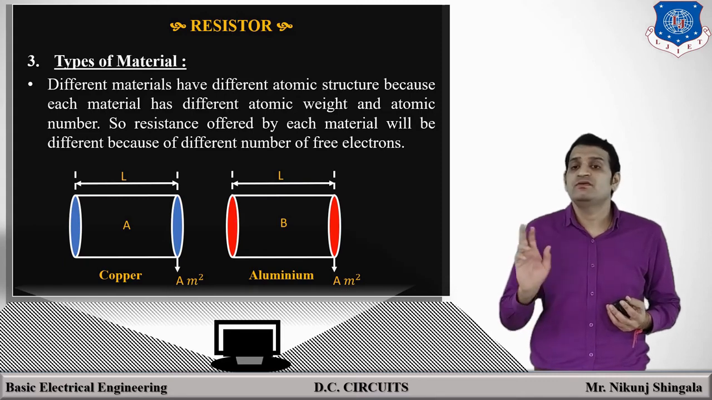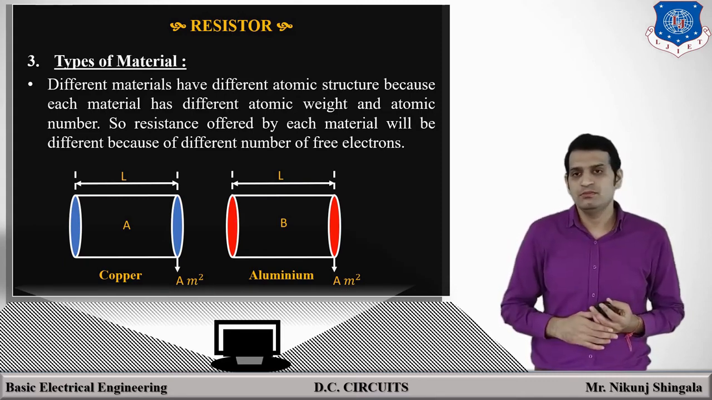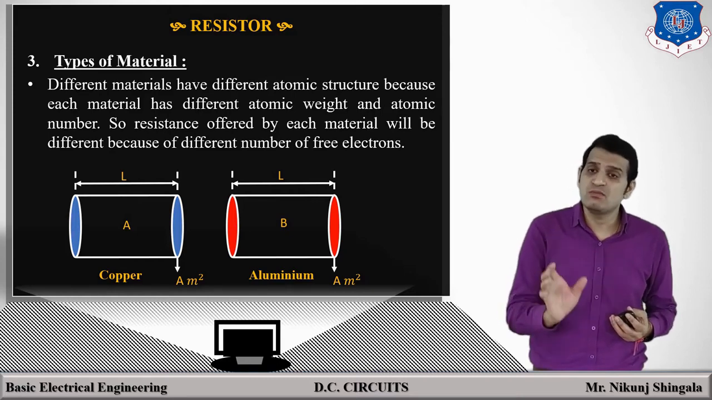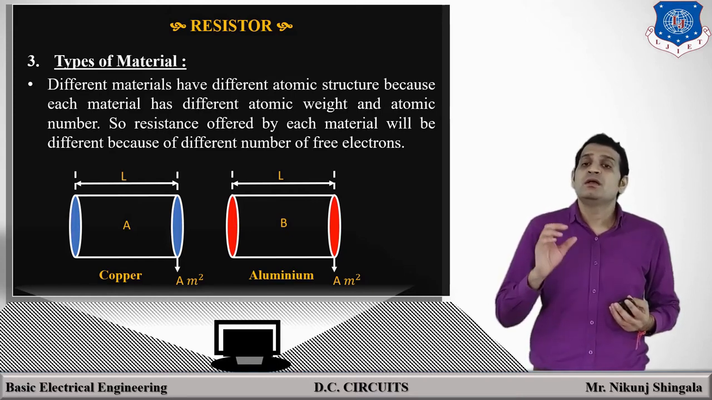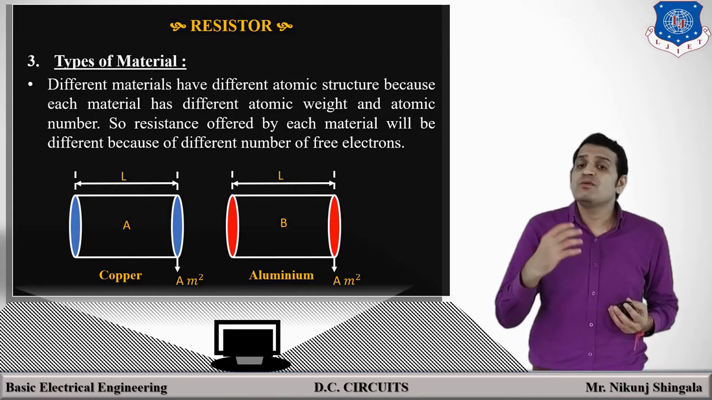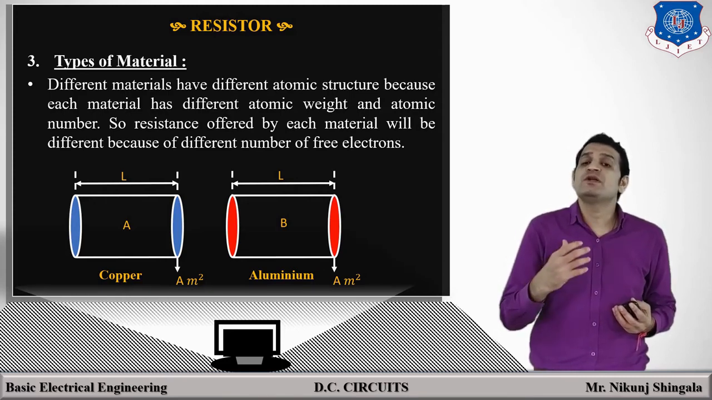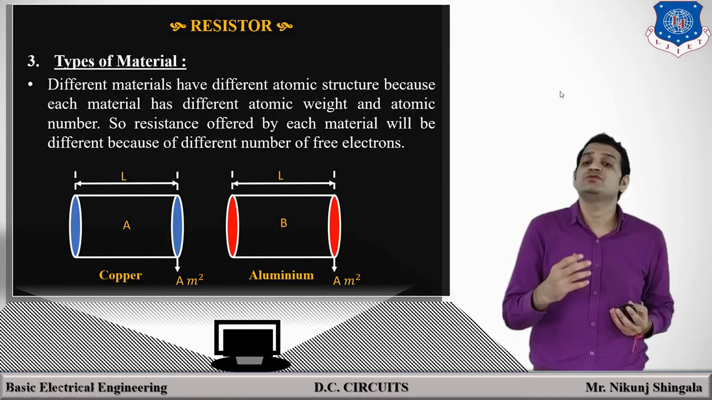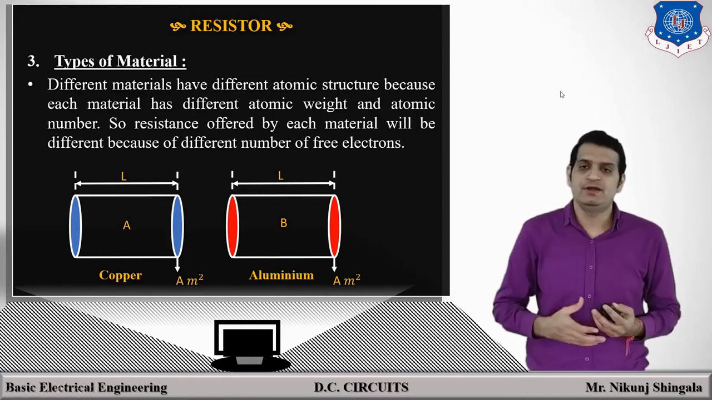So here there are two conductors, one is copper and another is aluminum. Both have the same length and the same cross-section area, but the atomic structure of both materials is different, and both materials have different numbers of free electrons. So resistance offered by these two materials will also be different.